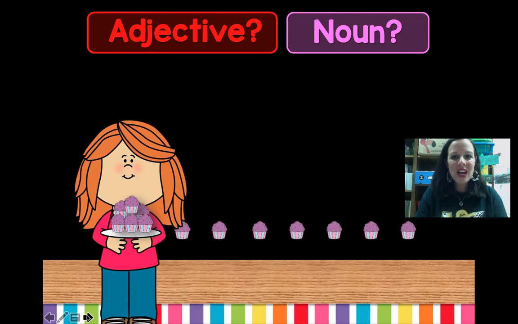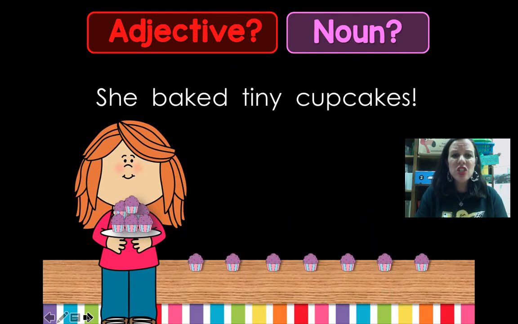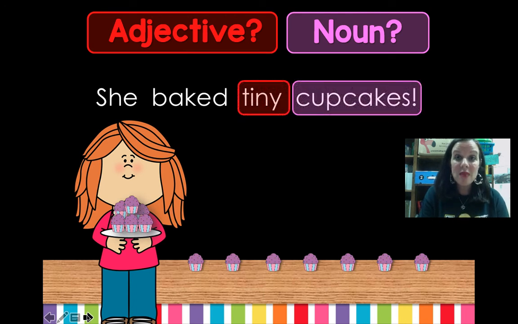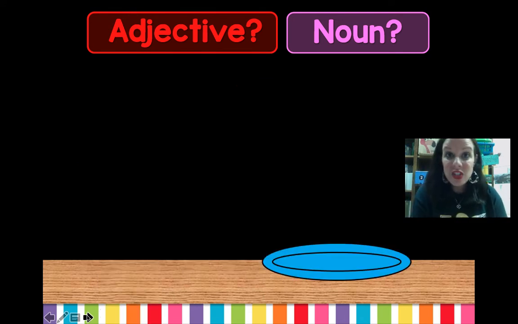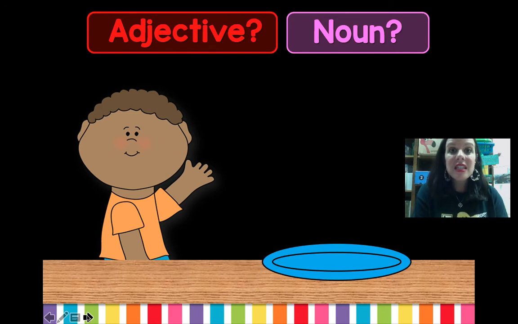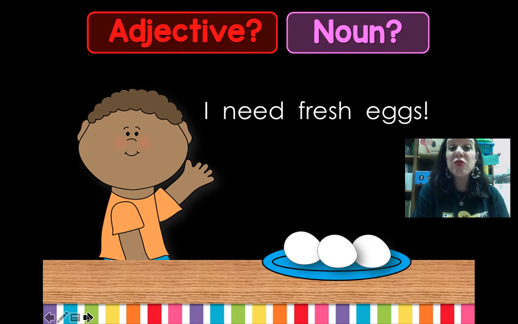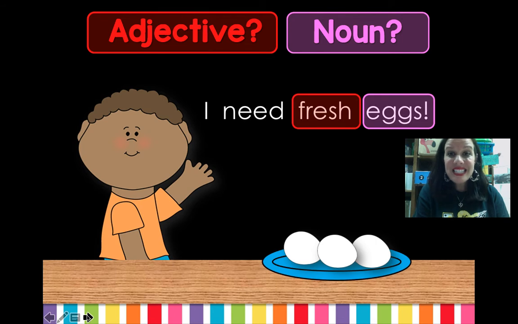Adjective or noun? She baked tiny cupcakes. Find the noun. What is it? The noun is cupcakes. Is there a word that describes the cupcakes? Yes, the word tiny. So tiny is your adjective and cupcakes is your noun. I need fresh eggs. Okay, what's the noun? It's eggs. And is there a word to describe the eggs? Fresh. You got it.